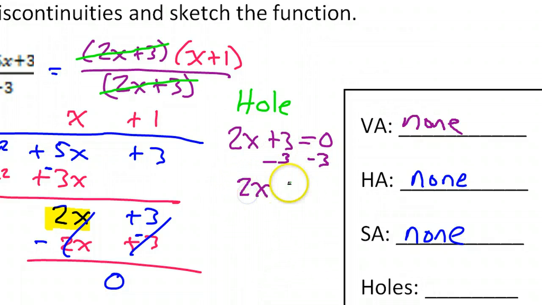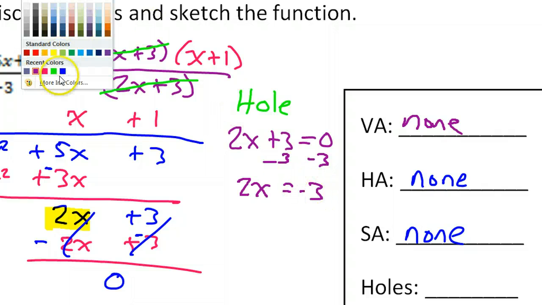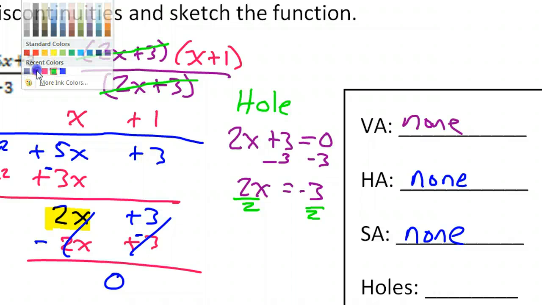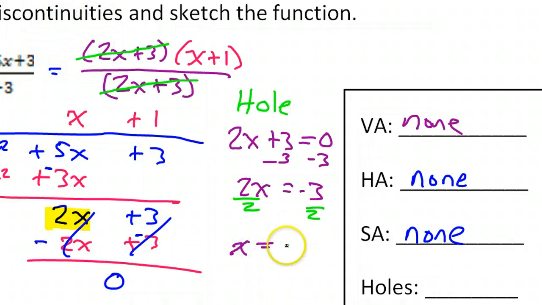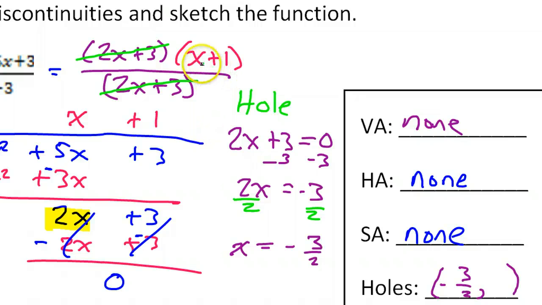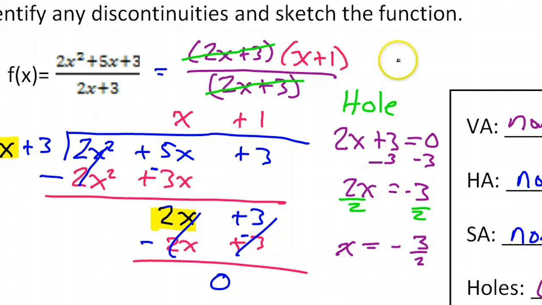So I've got 2x equals negative 3. If I divide by 2 on both sides, I've got x equals negative 3 over 2. So that tells me that there is a hole at negative 3 over 2. Of course I need the y value to go with it. How do I get that y value? Well, I evaluate what's left of our rational function. And all that's left is x plus 1.